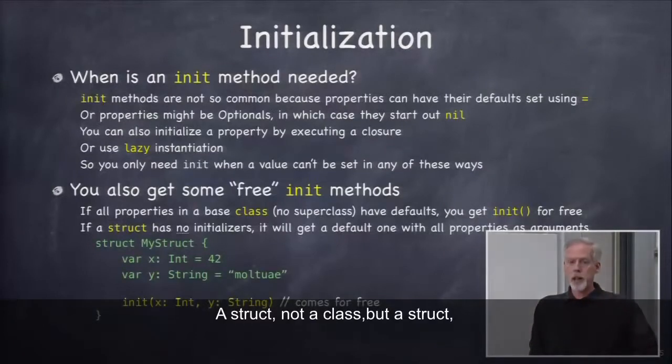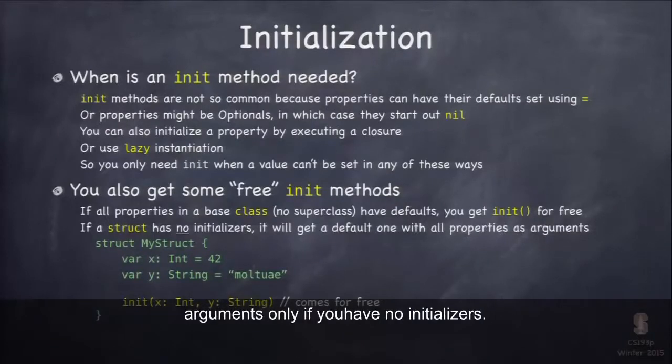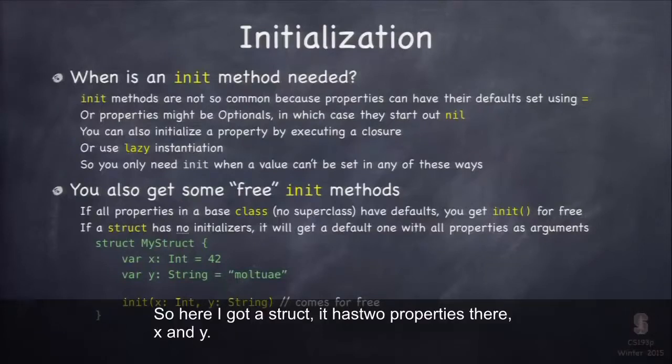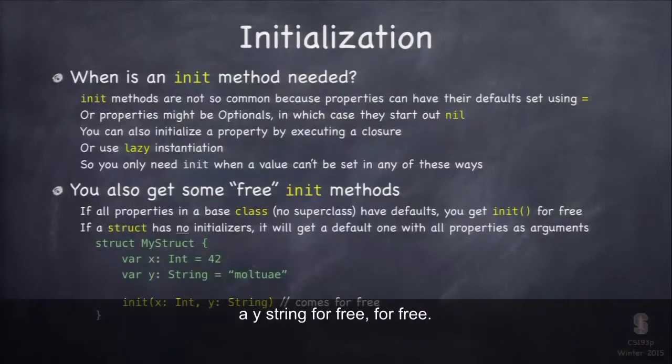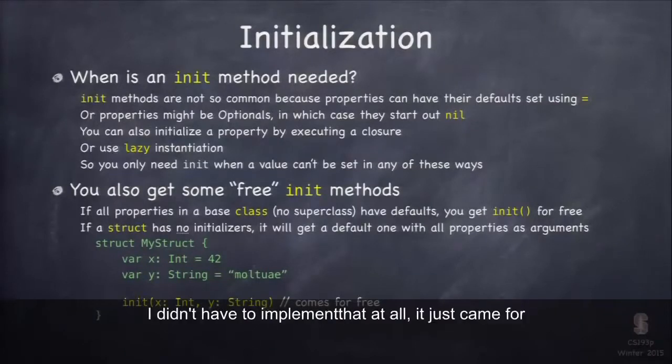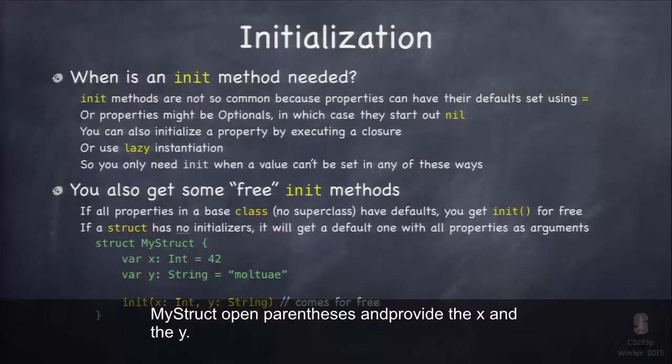A struct, not a class, but a struct, will get a default init that has all the properties as arguments, only if you have no initializers. So if you had a struct and you gave it no initializers, you would get one for free, where all the arguments match all of the vars and lets you have. So here I've got a struct. It has two properties, x and y, and you can see that I got this init, x takes an int and y a string, for free. I didn't have to implement that at all. It just came for free. And so people can call that. They can initialize my struct by saying MyStruct, open parentheses, and providing the x and the y.